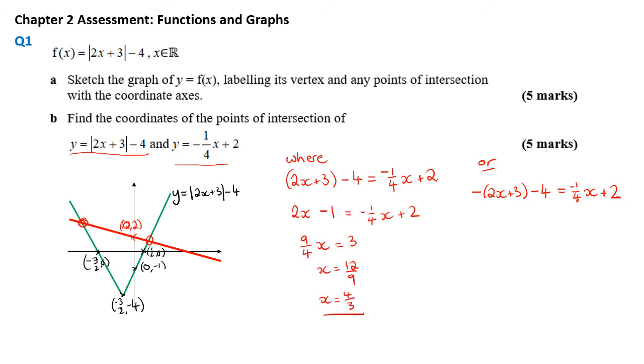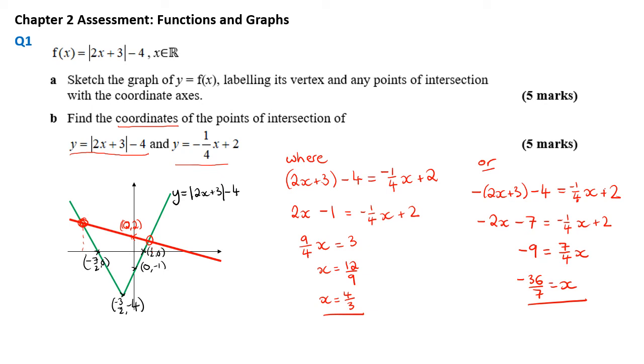Our first solution gives us x equals 4/3. Our second equation gives us x equals minus 36 over 7. Strongly recommend you do not go to decimals at this point. You leave it as fractions, as exact values. Now the question has asked us to find the coordinates of the points of intersection. We have just found the x values here, so we need the corresponding y values for each of these.